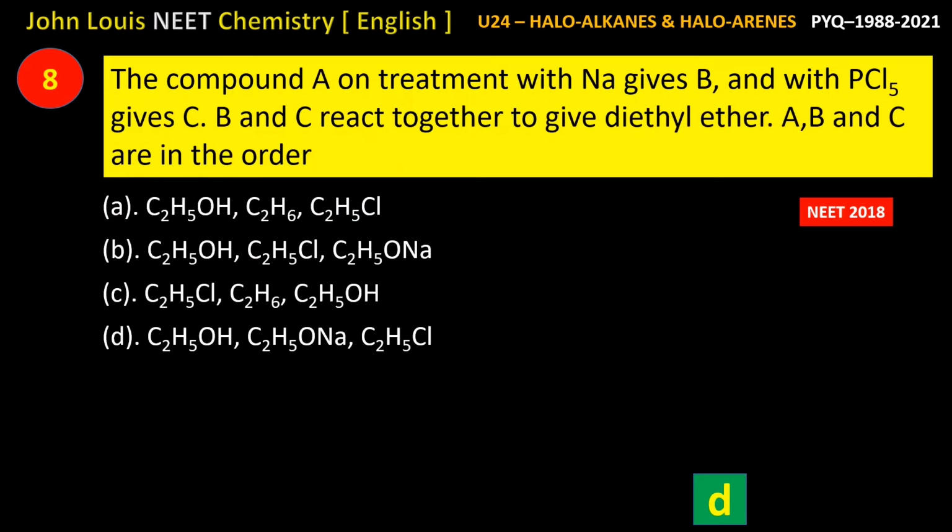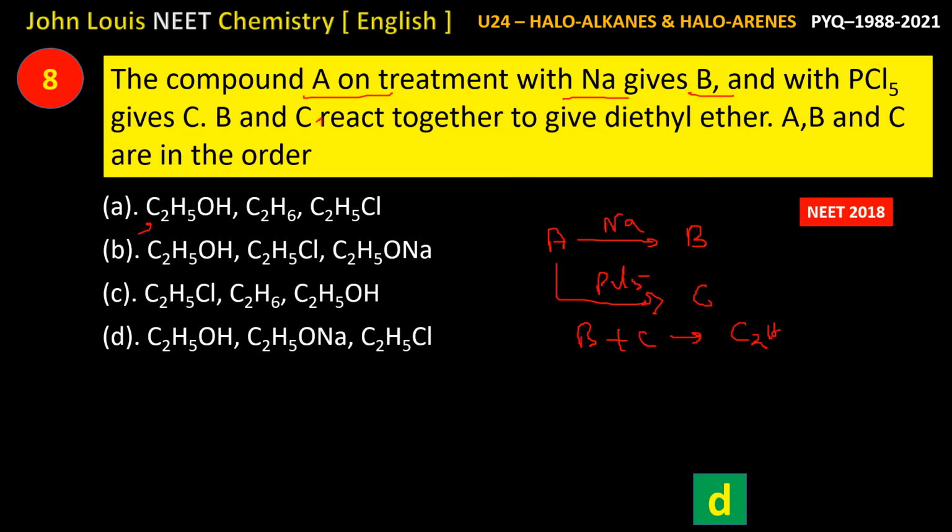See, the compound A on treatment with sodium gives B. Then A on treatment with PCl5 gives compound C. And B and C together give diethyl ether, so B plus C gives diethyl ether, C2H5OC2H5. So this is what is given in this problem. Now we need to find out what A, B and C are, in that order.